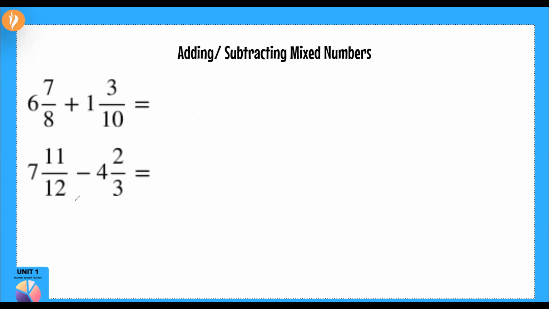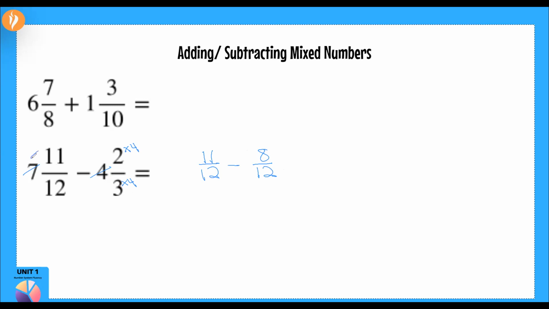So what's the least common multiple of 12 and 3? The least common multiple of 12 and 3 is 12, so we're going to ignore those whole numbers for a minute. So we're going to worry about 11/12. We're going to change 2/3 to something over 12. Well, how do we get from 3 to 12? We multiply by 4. Whatever we do to the bottom, we do to the top. So 4 times 2 is 8. All right, so our fractions look good.